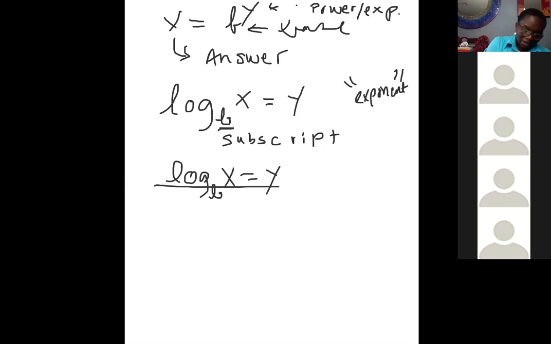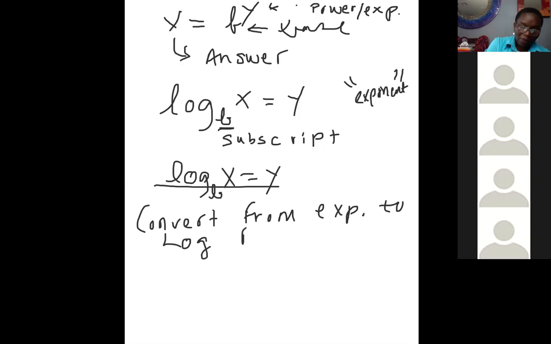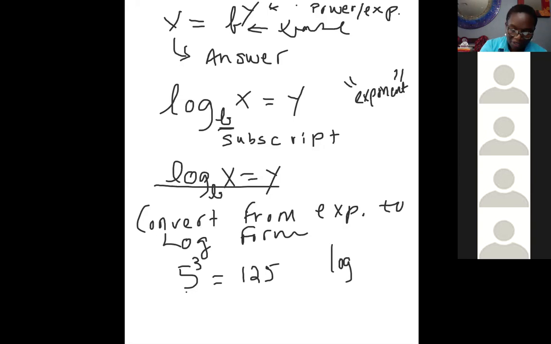Now, the next part of this is to convert from one form to the other form. So we're going to convert from exponential form, I'm abbreviating here, to log form. So given an exponential equation, let's go ahead and convert it to a log equation. So let's say I have 5 to the third equals 125. 5 is the base, 3 is the exponent, 125 is the answer. So when you rewrite this in log form, it's going to be log base, in this case, the base is 5, of the answer, which is 125, is equal to the power, which is 3.